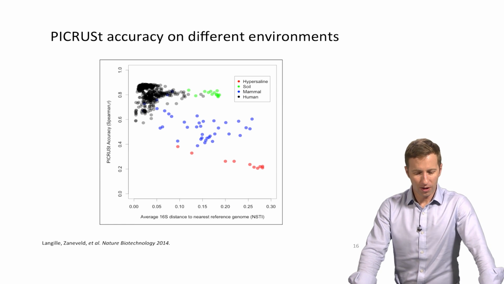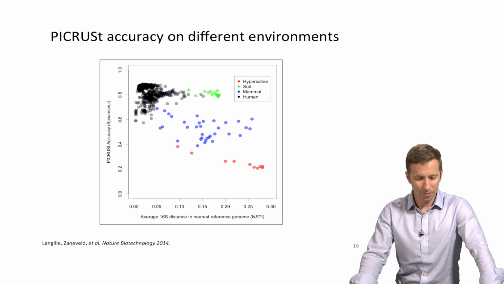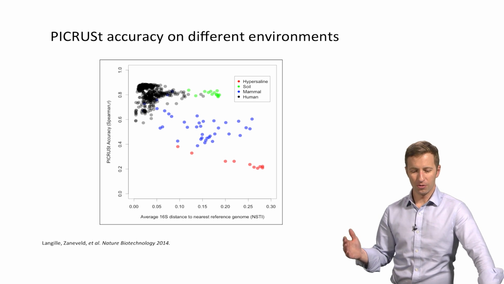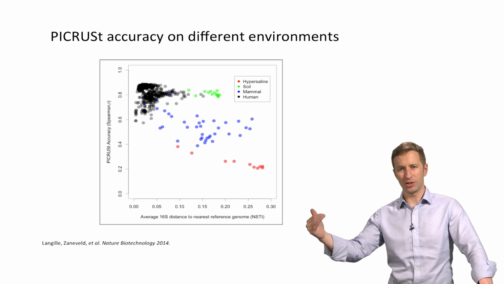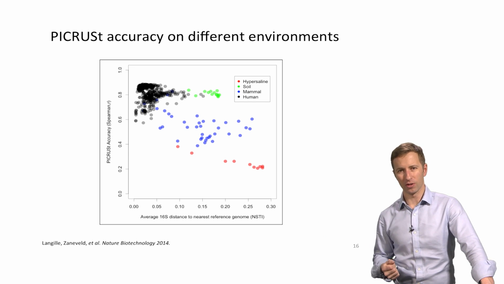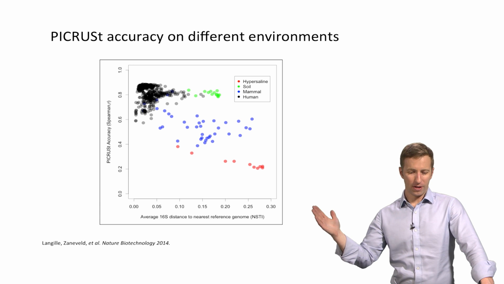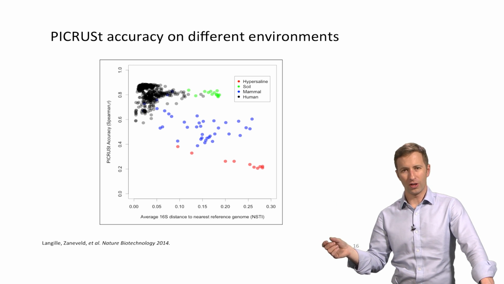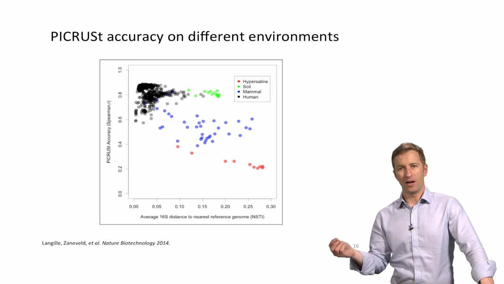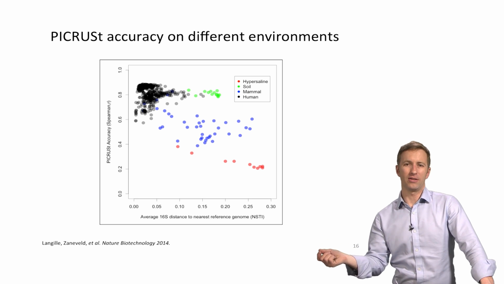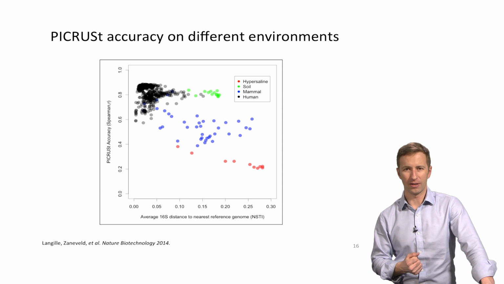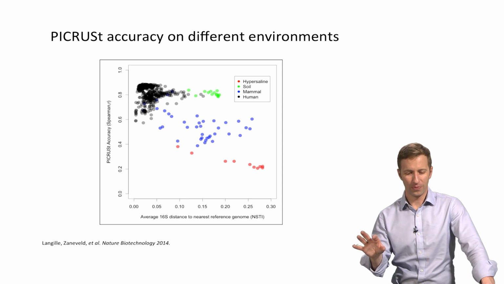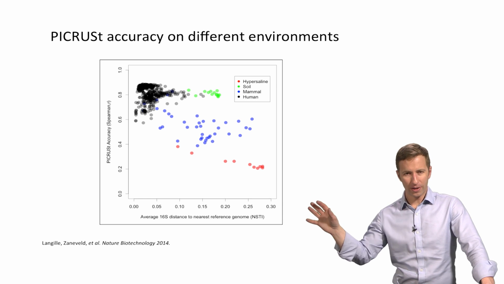This is a very informative plot from the paper. It shows the accuracy of PICRUSt predicting the full metagenome. This is using Spearman correlation on the y-axis, and then the average distance within a given sample of each OTU to the nearest neighbor in the tree of known taxa. And then these are colored by different environments.